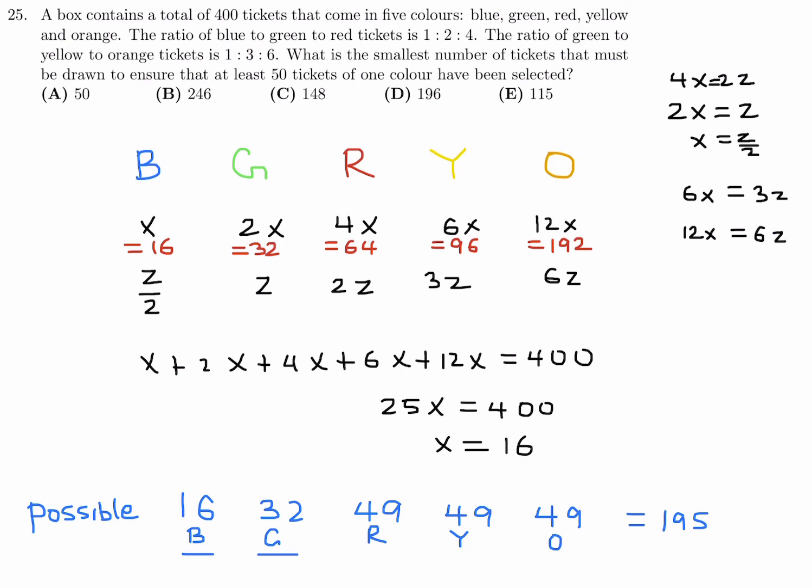It won't be a blue or a green because those are exhausted. Those have already been all selected. But the very next ticket I choose must end up being either a red, yellow, or orange because there still are some of those left, right? Because 64, 96, and 192 are the total, and I only chose 49 of each of them. So the very next one, let's say if it's a red ticket, boom, I've got 50 of them. If the very next one happened to be a yellow, I've got 50 of yellow. If the very next ticket happened to be an orange, I've got 50 orange tickets. So 195 plus the very next ticket, and that would be 196.